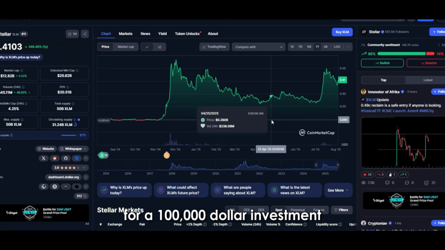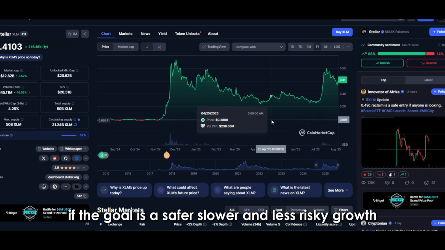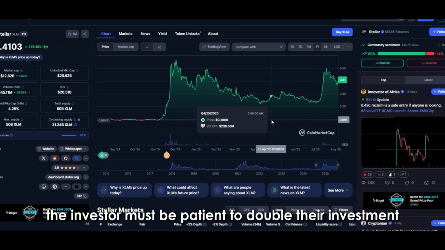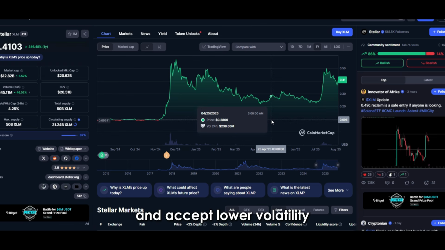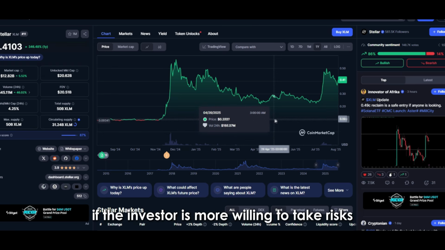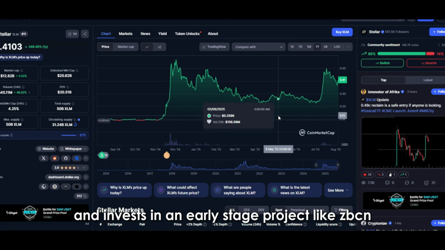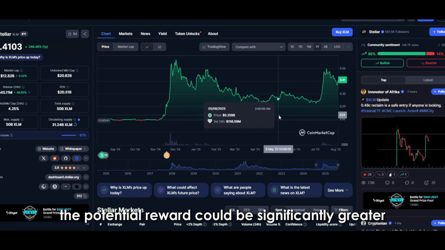For a $100,000 investment, the investor must balance risk and return. If the goal is a safer, slower, and less risky growth, XLM might be a logical choice. However, in this case, the investor must be patient to double their investment and accept lower volatility. Conversely, if the investor is more willing to take risks and invests in an early-stage project like Zbcn, the potential reward could be significantly greater.